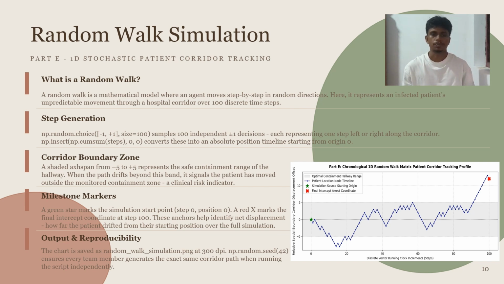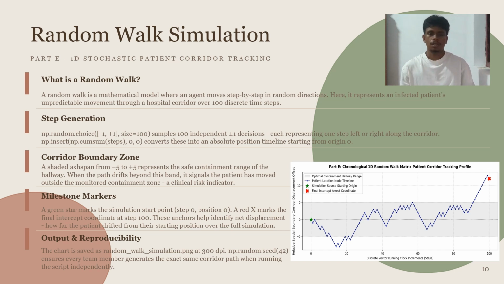Random walk simulation. This simulation models how an infected patient moves through a hospital corridor. In each of 100 steps, the patient randomly moves one step left or right. Then we stack all the steps together using cumsum to get the full position timeline.